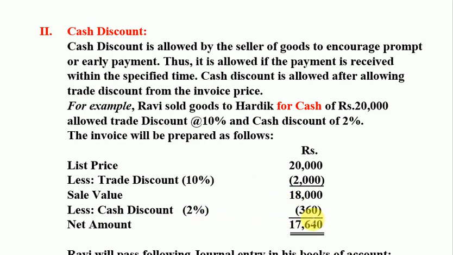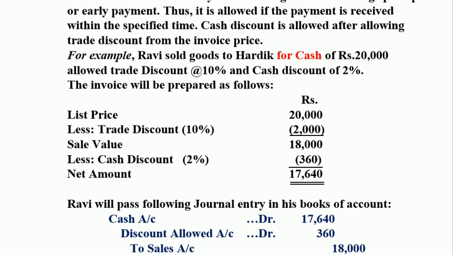360, and after this cash discount, the net amount received by Ravi from Hardik is 17,640. Got it? So how will they record this transaction in their books of accounts? Let's see.